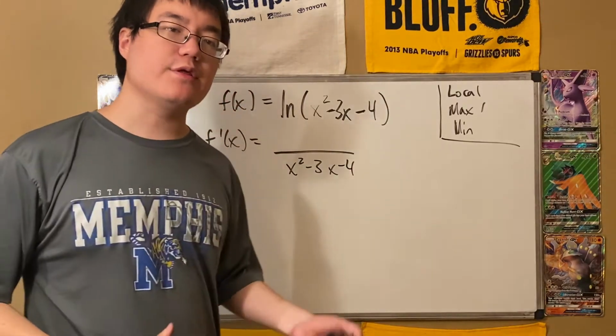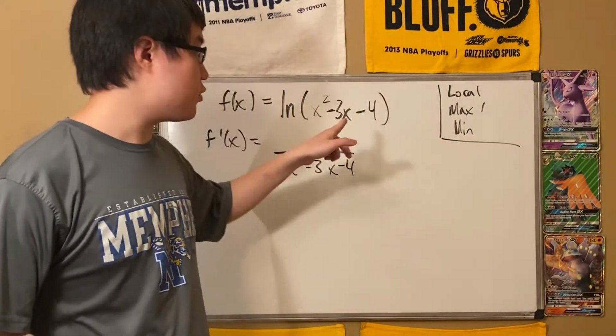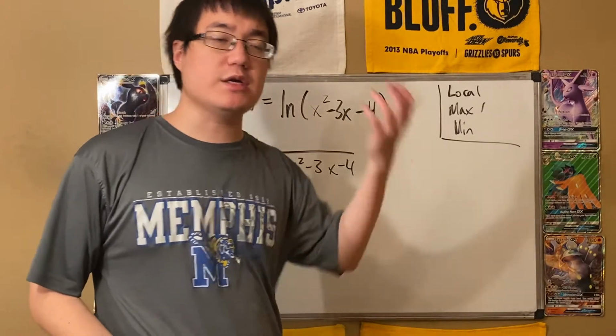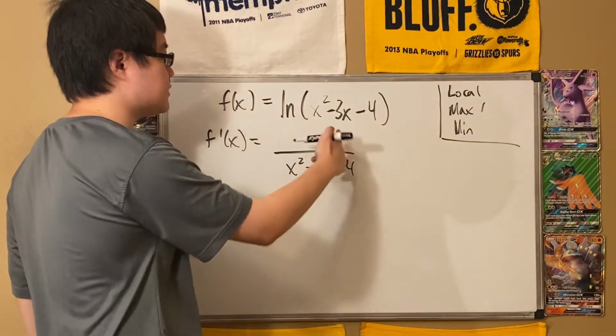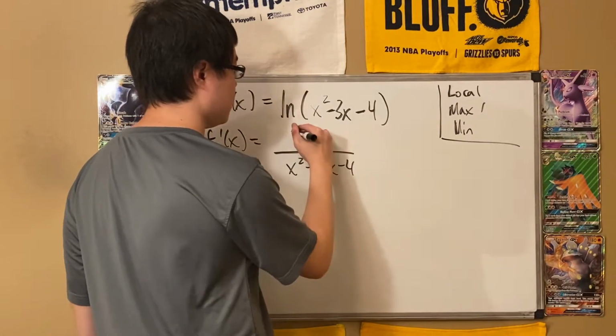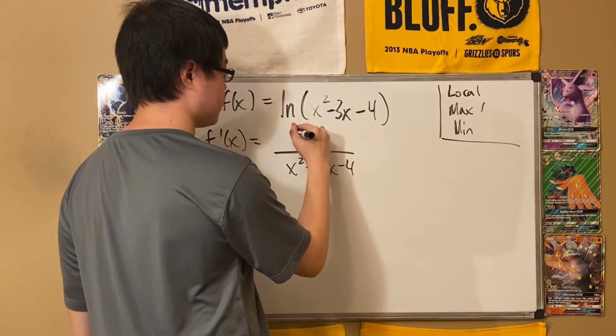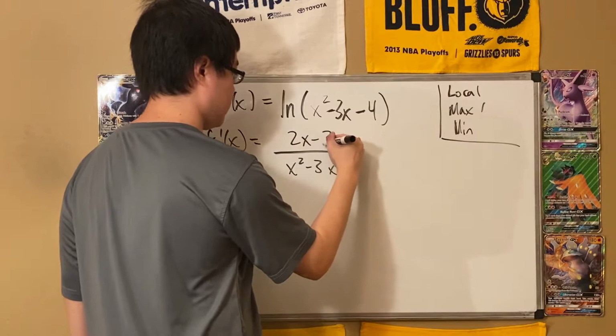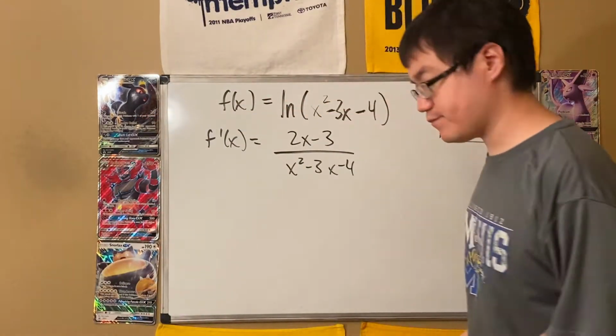But we shouldn't neglect the derivative of the inside function, of course. The derivative of the inside function is required because of the chain rule. We love the chain rule. But the derivative of the inside function is 2x minus 3. You could write it on the outside, but I'm just going to write it above because it's a fraction. And it looks like this is our derivative.